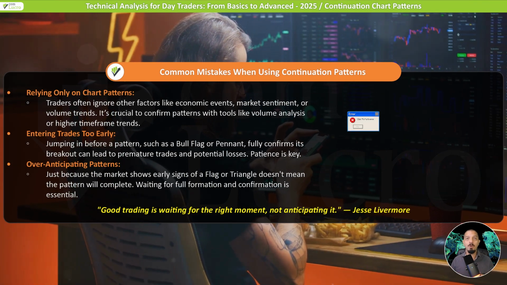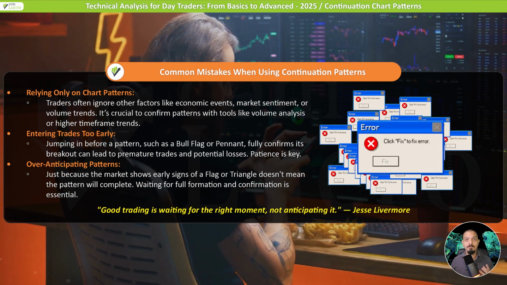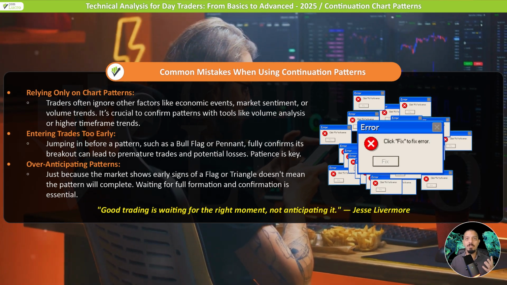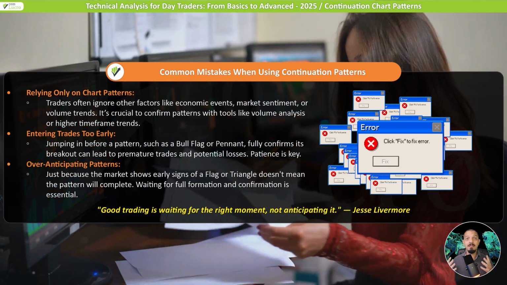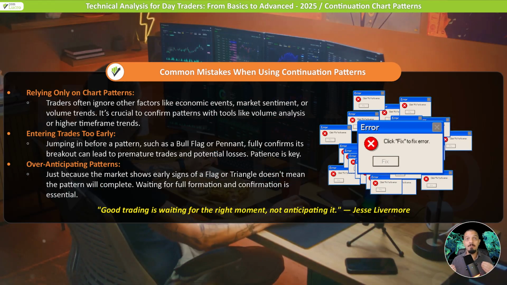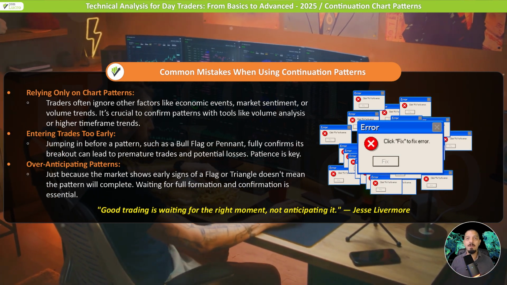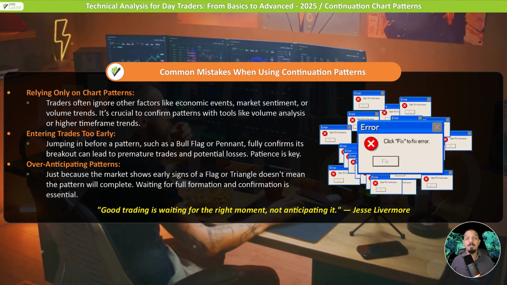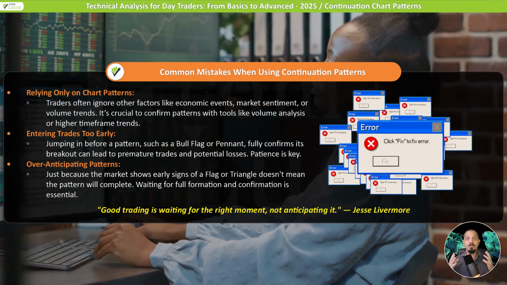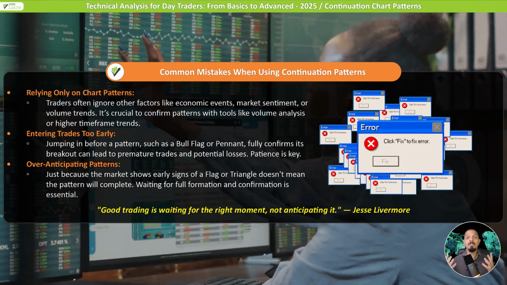Now let's talk about some of the most common mistakes traders make when using continuation chart patterns, and more importantly, how to avoid them. First of all, one frequent mistake is relying only on chart patterns without considering other important factors. Yes, patterns like the flag or triangle can provide great insights, but they're not foolproof. A pattern may look ideal, but if you're ignoring the bigger picture, things like economic events, overall market sentiment, or volume trends, you might end up misreading the signals. So it's always a good idea to confirm continuation patterns with other analysis tools such as volume confirmation or checking higher time frame trends to give yourself a stronger signal.